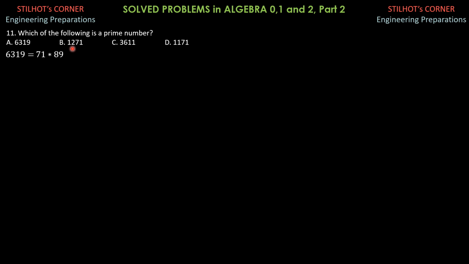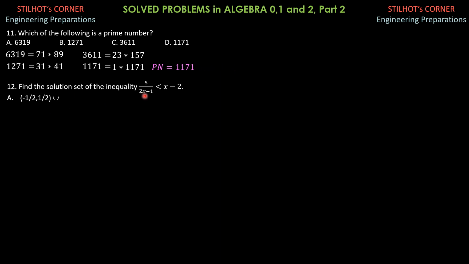B, we do the same thing. We divide this by all prime numbers from 3, of course, except 2 because it is obvious, not divisible, and 5, up to the lower value of the square root of 1,271, and we find the factors as 31 times 41, so that's not a prime number. C, 3,611, we do the same thing, and we can factor that as 23 times 157. Then only D, where the factors are the number itself and 1. So we conclude that 1171 is the prime number. So the prime number is 1171.